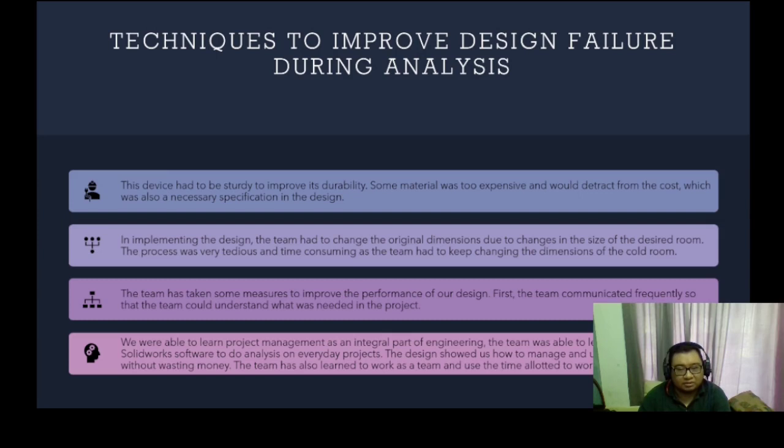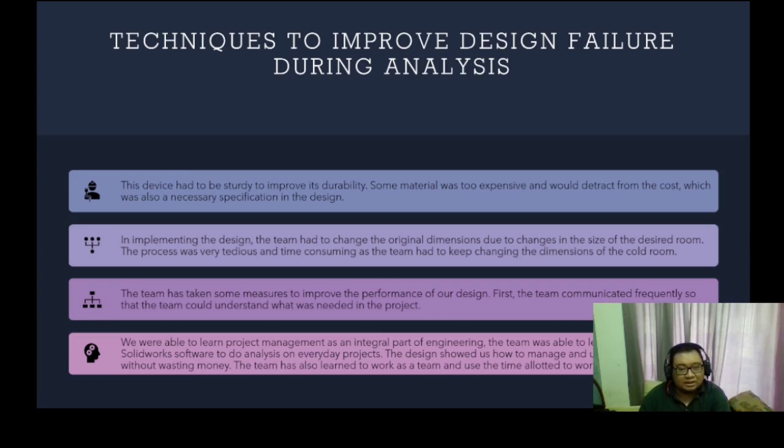Some material was way too expensive and would detract from the cost, which was also a necessary specification in the design. The second one, in implementing the design, the team had to change the original dimension due to a change in the size of the desired room. The process was very tedious and time-consuming as the team had to keep changing the dimension of the cold room.